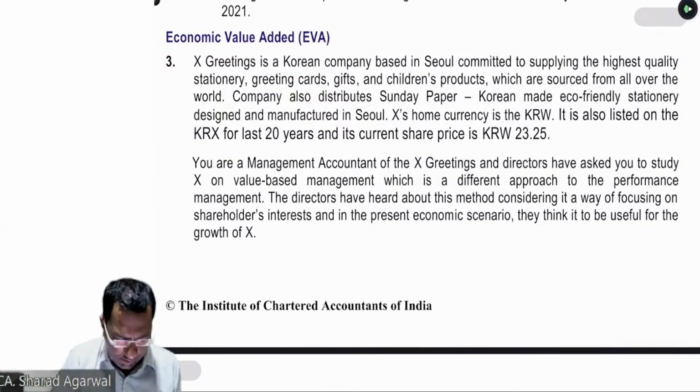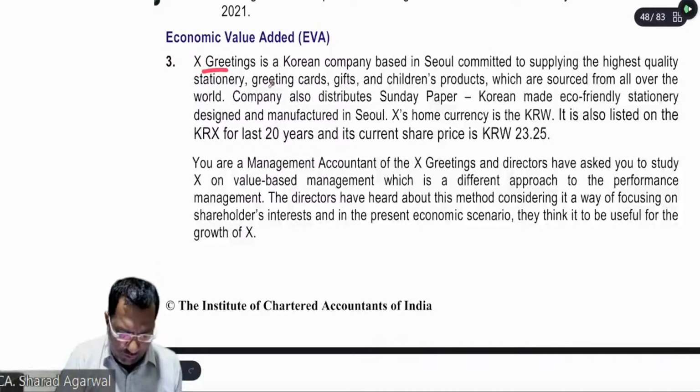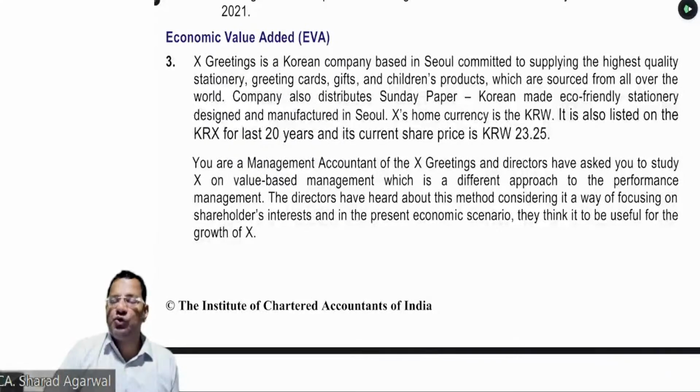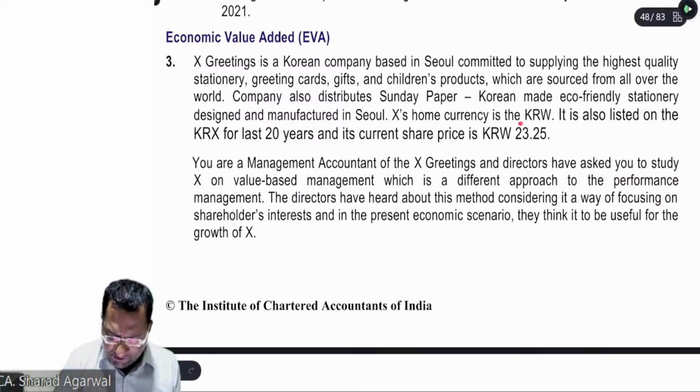आइए देखिए, X Greeting is a Korean company based in Seoul, committed to supplying the highest quality stationery, greeting card, gift, children product, which are sourced from all over the world. Okay, company also distributes Sunday paper, Korean made eco-friendly stationery design and manufactured in Seoul. Okay, so the company name is X Greeting. We are a Korean company. Our capital is Seoul. Okay, वहां पे हमारी होम करेंसी KRW है. Our home currency is KRW.